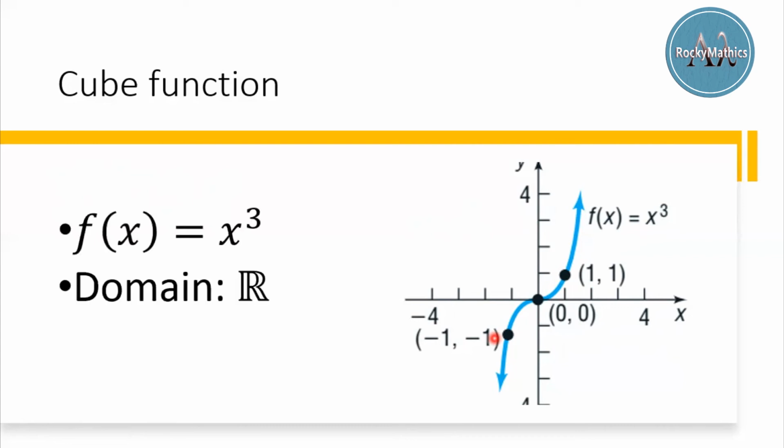Just get familiar with this function. Now look at the graph. The graph of the cube function has a domain of R, which is the set of all real numbers, and also the range, the set of outputs, is R.